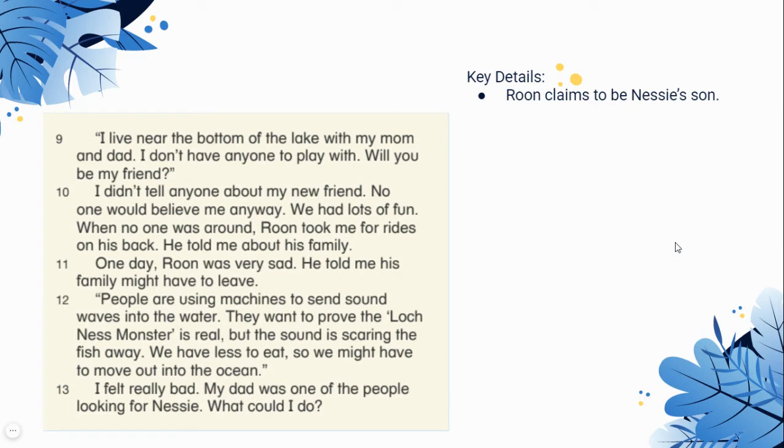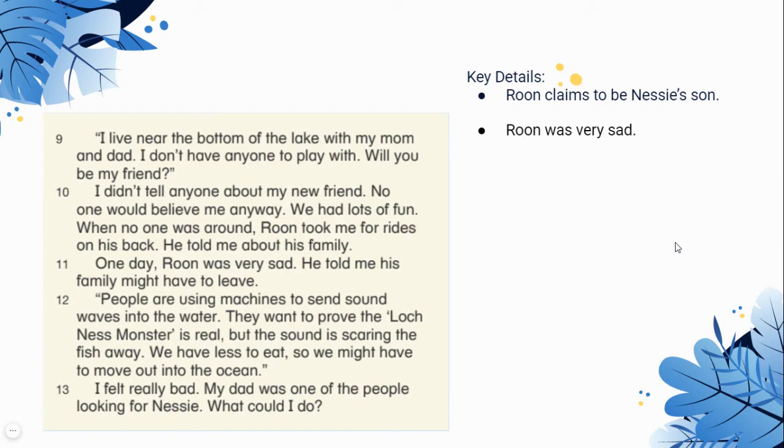Now in paragraph 11, where it says, "One day Rune was very sad. He told me his family might have to leave." So why is Rune sad? That is important and is a key detail.